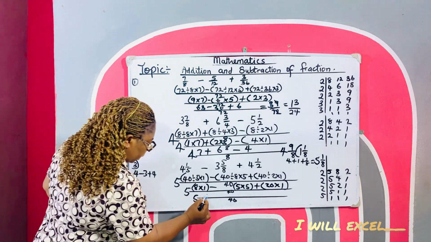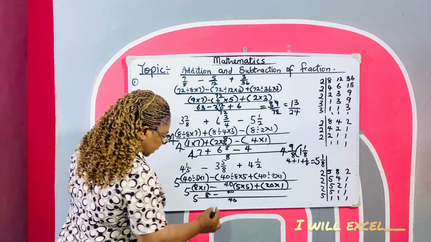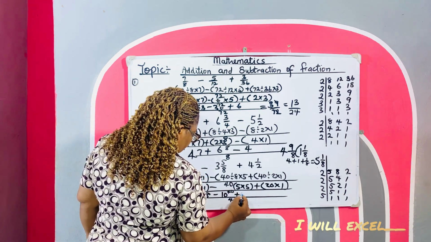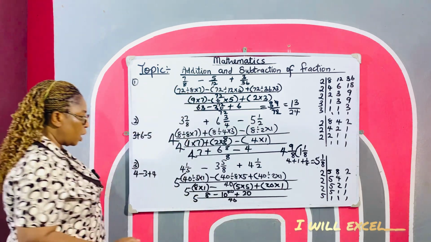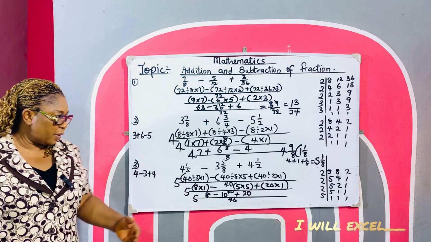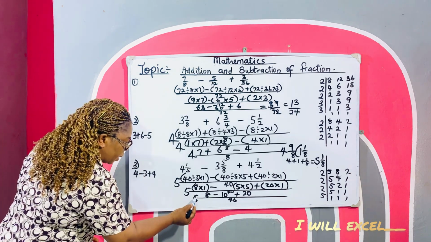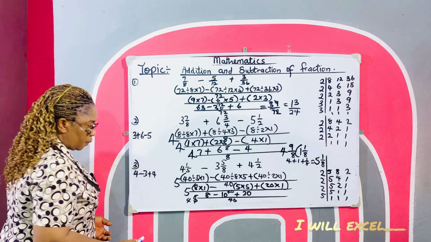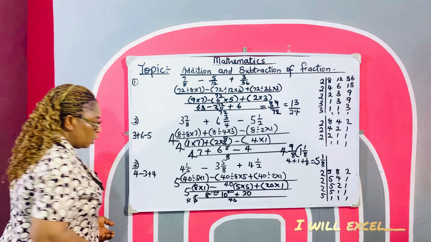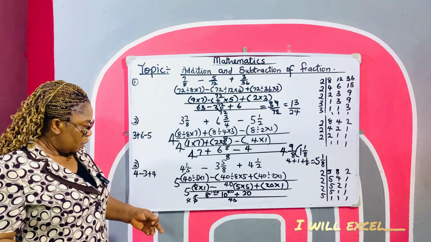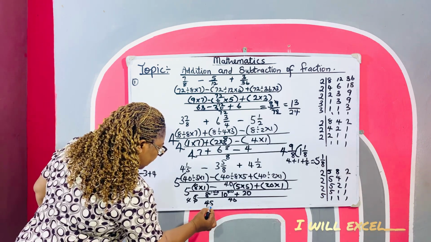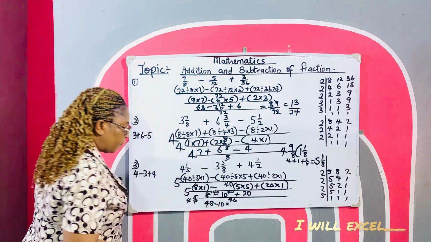8 times 1 will give us 8 minus 5 times 5 will give us 10 plus 20 times 1 will give us 20. Okay. Can you see it now? 8 cannot minus 10. So you have to borrow 1 from here, and it remains 4. And you give it to this 8, it calls 40. Okay, it becomes 48 minus 10. That will give us 38.